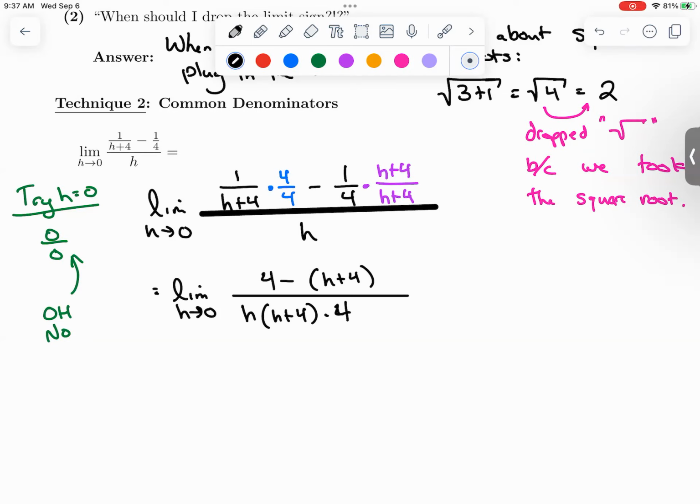Now, several students would ask, where did this h come from? This part up at the top is going to become 4 minus (h plus 4) over h times (h plus 4) times 4. But you've got a second denominator, so I just combined the two of them. There's an additional step there, but if you want me to show it, I'm happy to show you. If anybody's lost on that step, please let me know. It's all right if you are.